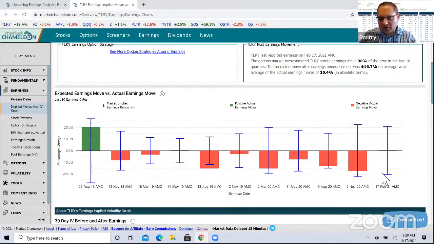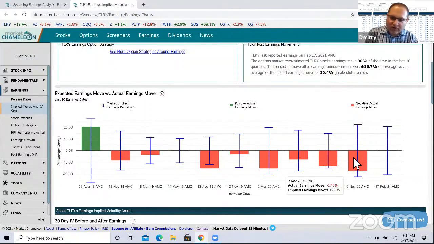Okay, so these bars here, you see them starting at 0%, they're going up and down because that's the straddle. That's what the options implied. The red is what the actual move was when it was to the downside. The green, like over here, that's when the actual move was to the upside. So here, let me just take a look.